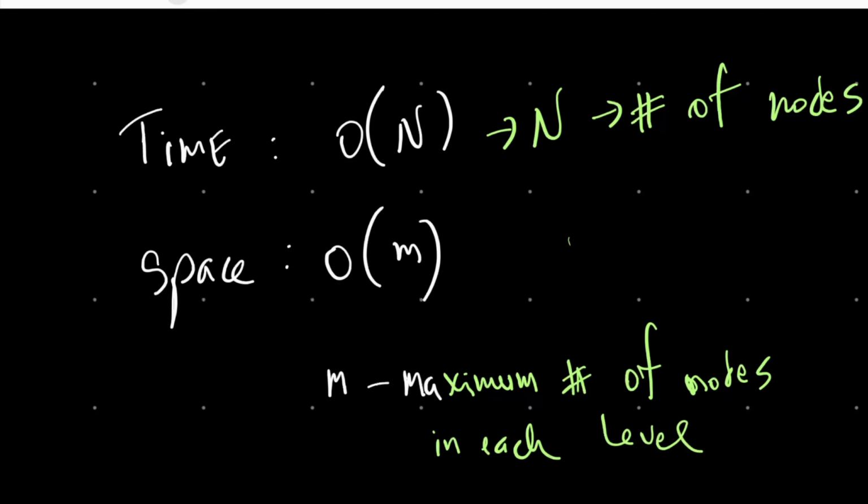So the time complexity of this approach is O of n, n is the number of nodes. And the space complexity is, we are only keeping the list to collect the nodes in each level. So M is the maximum number of nodes in each level. So this is a simple solution.